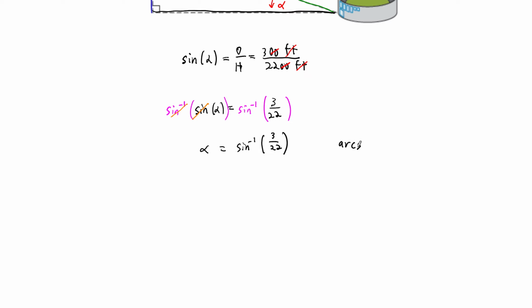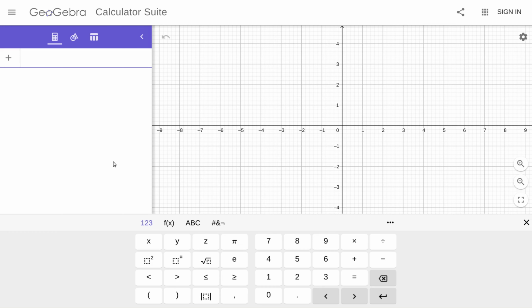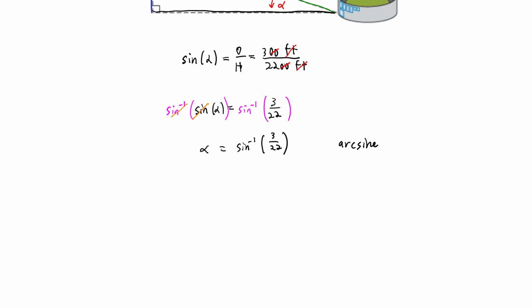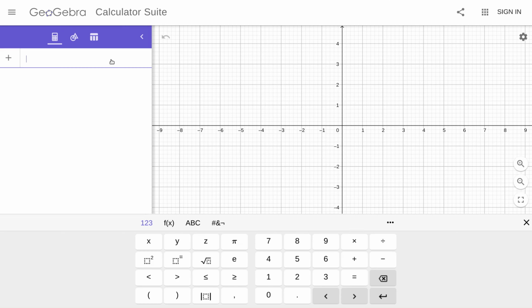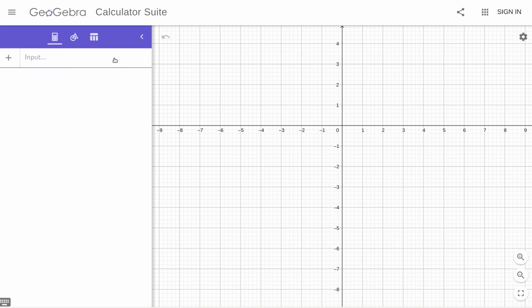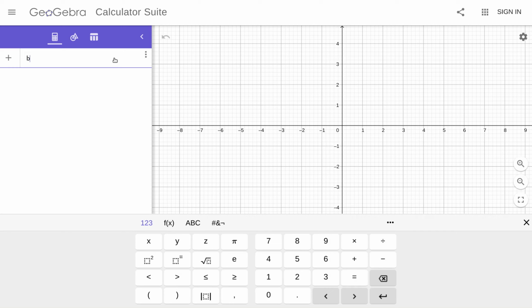Another name for this function, like I said, is the arc sine. And I think that's the way that we're going to want to put it in GeoGebra. So let's move over to GeoGebra now. And here's the GeoGebra calculator suite. Our ratio was 3 over 22, right? So there's a couple things we can do in GeoGebra. We can define this thing. We can just say b equals 3 over 22. Enter. It goes to the next line.